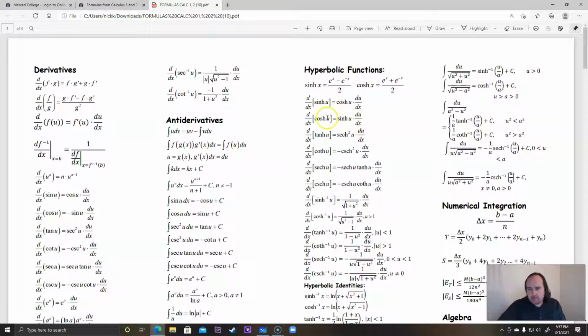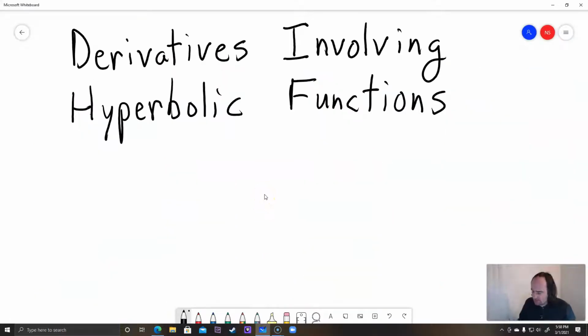So we're just going to be focusing on these first two for our first example. The derivative of sinh is cosh, and the derivative of cosh is sinh. Now remember, with regular trig functions, the derivative of sine is cosine, but the derivative of cosine is negative sine. So the difference is right here in this formula for the hyperbolic functions. Okay, so we're going to see a relatively easy example to start off with.